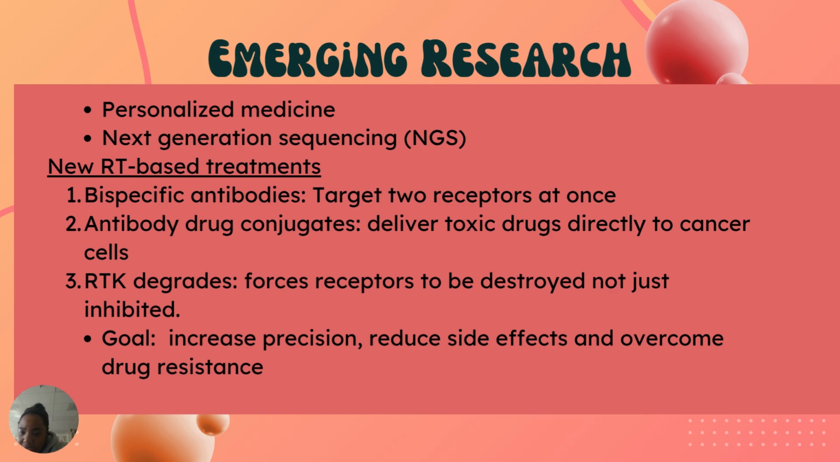The first type of treatment is called bispecific antibodies. They can bind two different receptors such as HER2 and HER3, blocking crosstalk between the pathways. The second is antibody drug conjugates, which are like guided missiles. Herceptin can be attached to a chemotherapy drug to deliver it only to HER2 positive cells. RTK degraders don't just block receptors, they tag them for destruction by the proteasome.